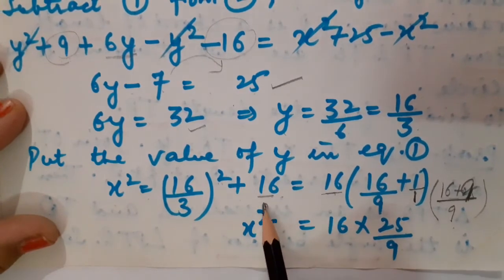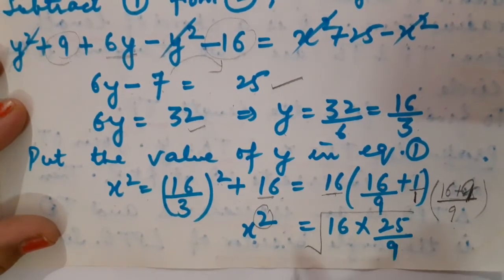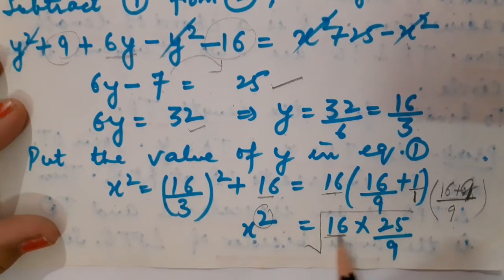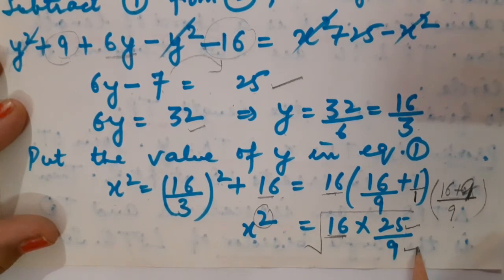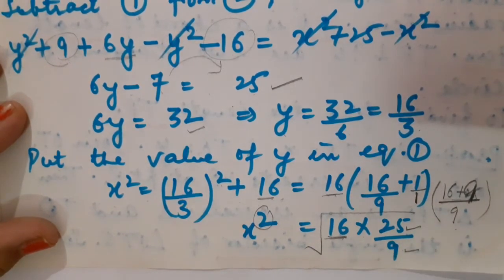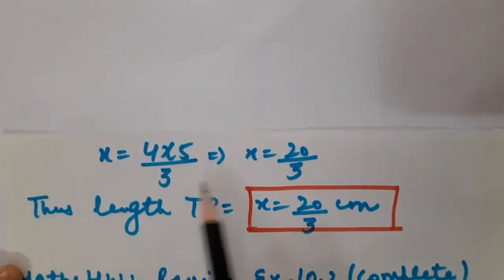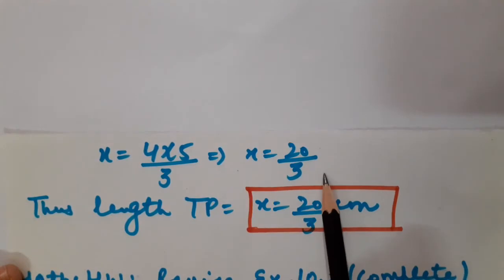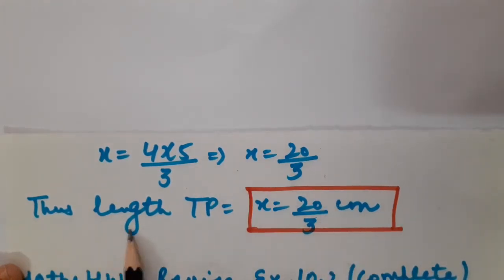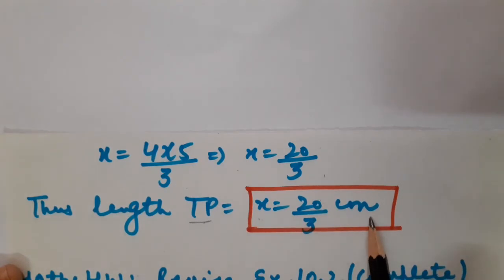So what will be the value of x? When I find the value of x, definitely I will get a square root here. What is the square root of 16? That is 4, into the square root of 25, that is 5, and of 9, that is 3. Correct? So children, I have got x = 4 × 5/3, that is x = 20/3. And what was considered x? Correct, the length TP, which is basically the length of a tangent. That is x = 20/3 centimeters.